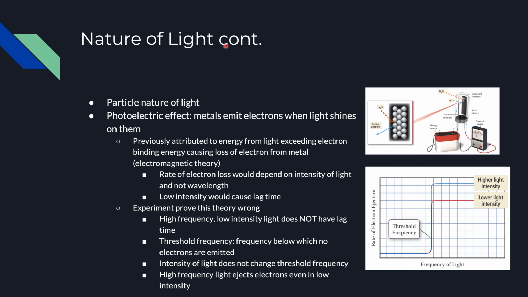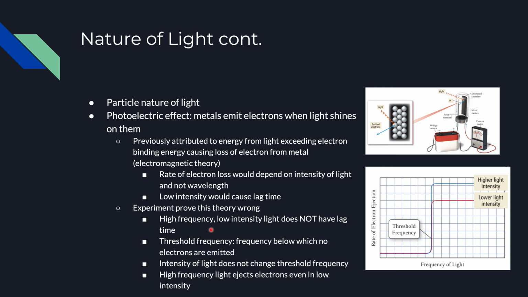And light also has a particle nature, as it has a dual nature, wave-particle duality. And this was exhibited by the photoelectric effect, which said that metals emit electrons when light shines on them. This was previously attributed to the energy of light exceeding the binding energy of the electron, causing the loss of the electron from the metal, which was in electromagnetic theory. However, this would mean that the rate of electron loss would depend on the intensity of light rather than the wavelength, and therefore low intensity light would cause a lag time.